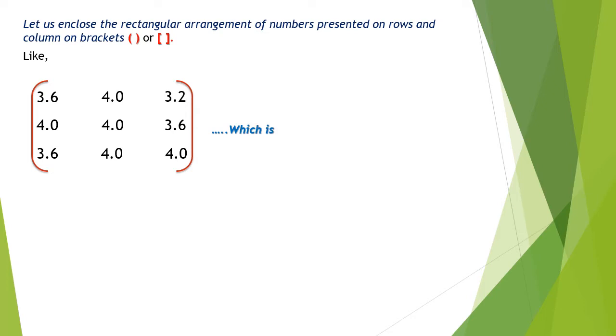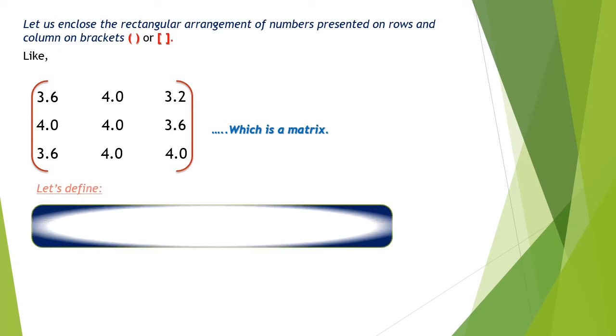Now what is a matrix? A matrix is nothing but an arrangement of numbers in rows and columns. So if we can arrange any numbers in row and column form, then we can say the particular arrangement is called a matrix. A matrix is simply an arrangement of numbers.